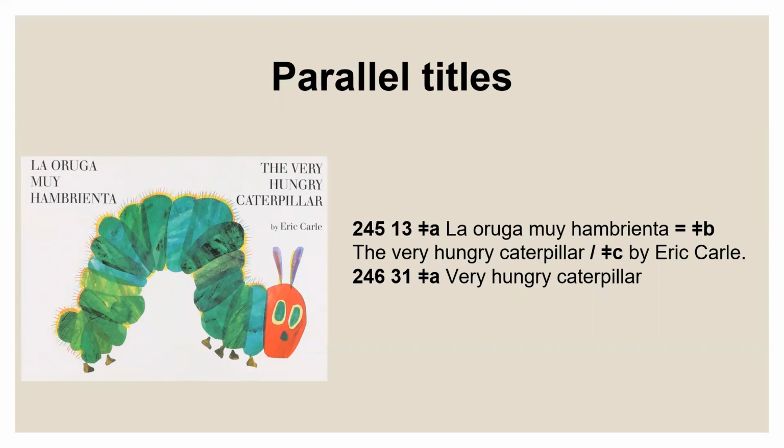So on the title page, the Spanish version of the title is listed first. So it would go in the subfield A, while the English version of the title would go in subfield B with the equal sign preceding the subfield B.